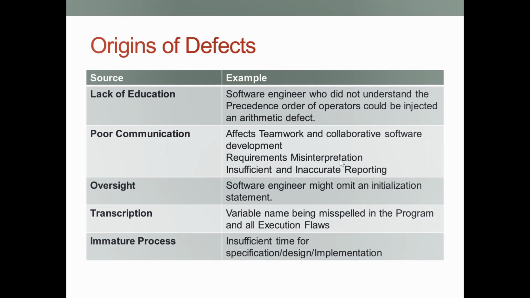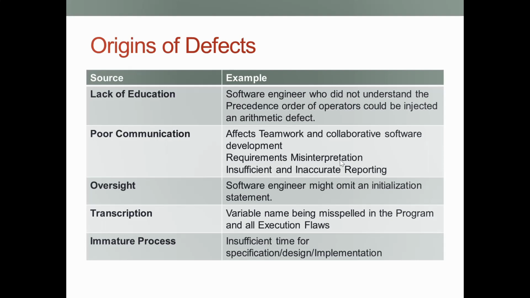The second important source of software defects is poor communication skills. Software development is a team work. The software engineers must cooperate with themselves when the software is developed. If they are unable to communicate the exact requirements to other members in the team, it is very difficult to develop a software without defects. For example, an insufficient as well as inaccurate report will lead to a software with defects.